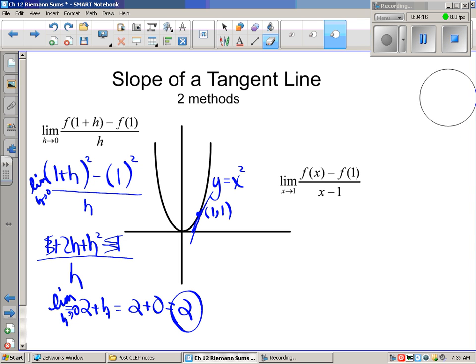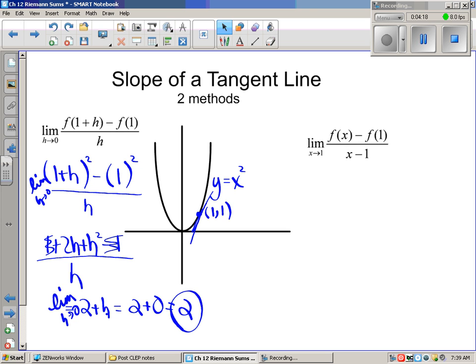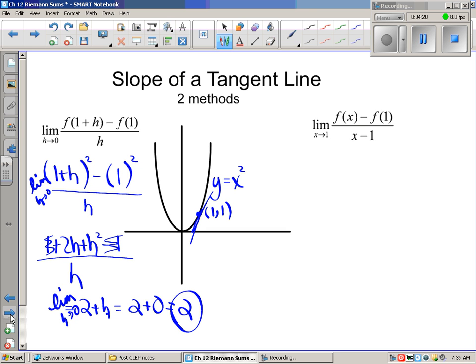Let me just erase this so I have some space. Move this guy up here. All right, so how does this approach work? Well, what's f of x?